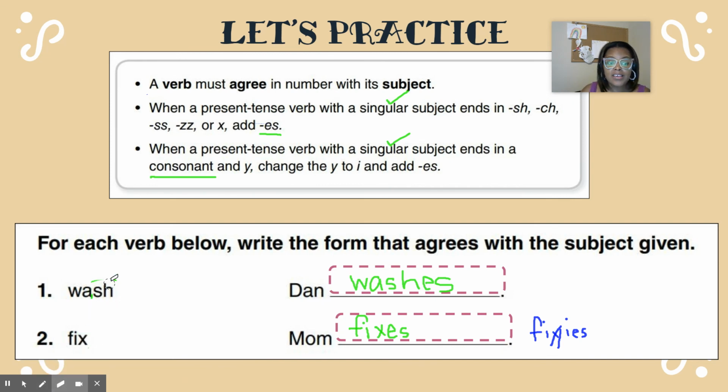And that's it for present tense verbs. As long as you follow these two rules, you will be a grammar master.